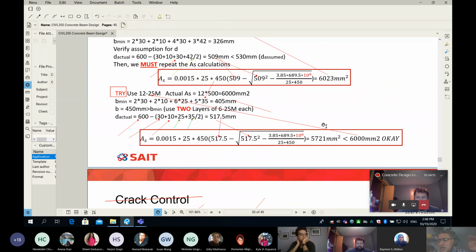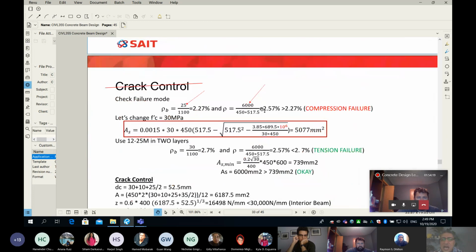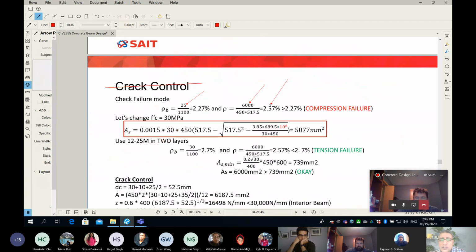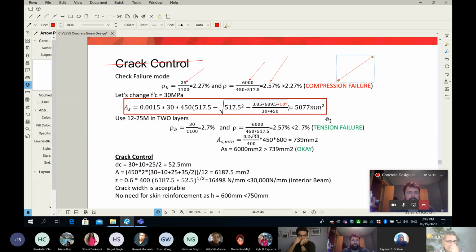We're going to add 1225M in this beam, which means 6,000, which is 12 times 500. And what we get is 2.57%. Oh my God, more than 2.27%. It means compression failure, compression failure.